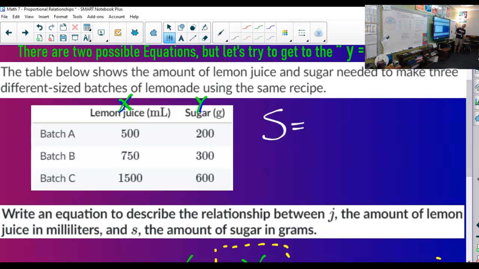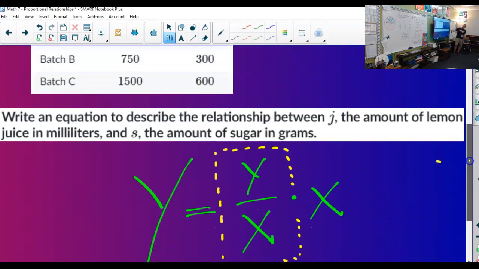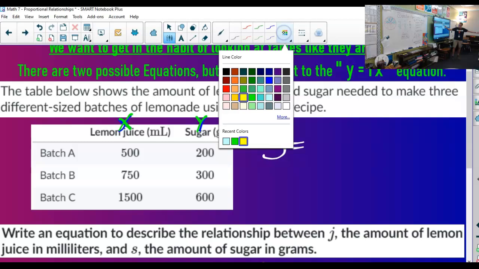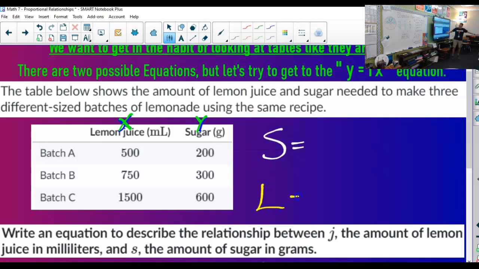That would be what would happen if you multiply, but we're going from y to x. So we can write this two different ways. We can write this as the sugar we need, and what I hear Mrs. Fisher talking about, we could also write this as the lemon juice that we need. We'll look at both of these.